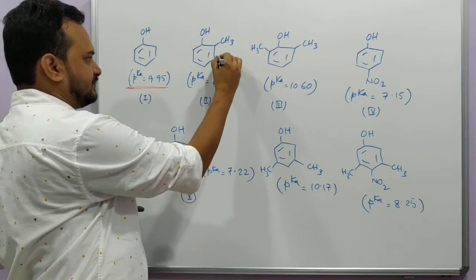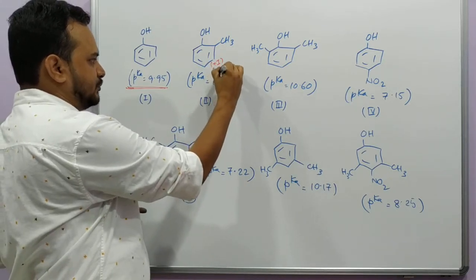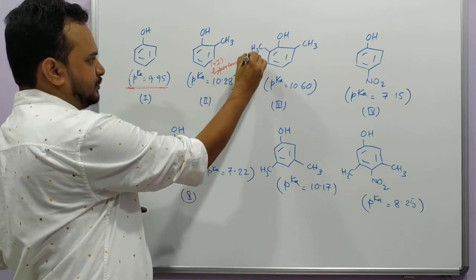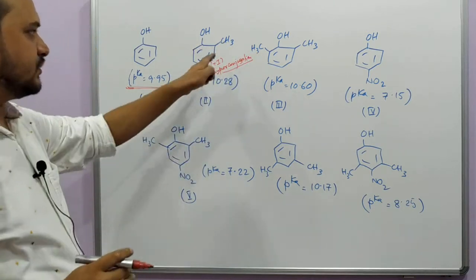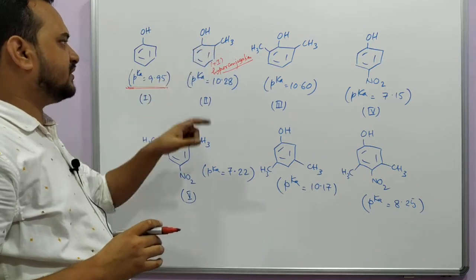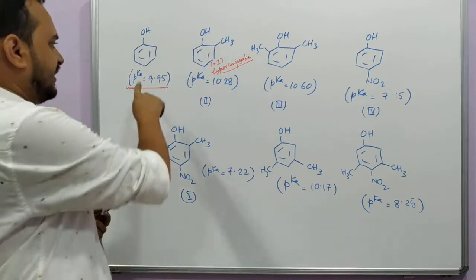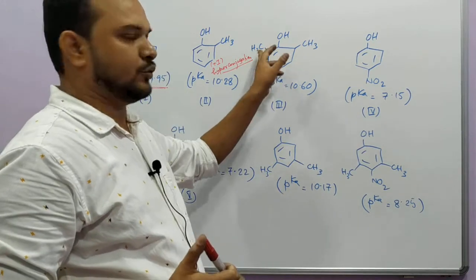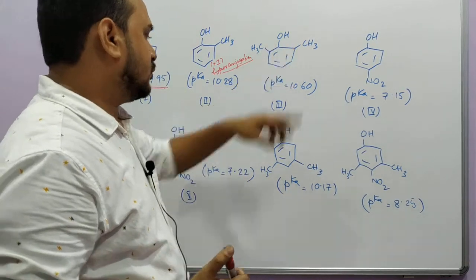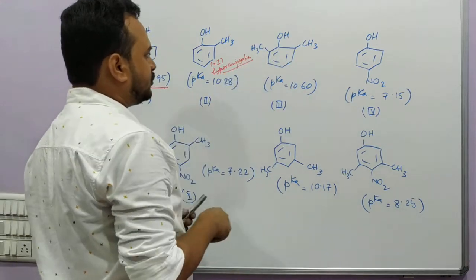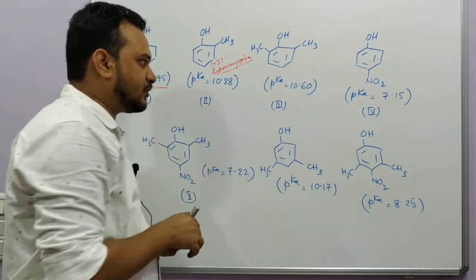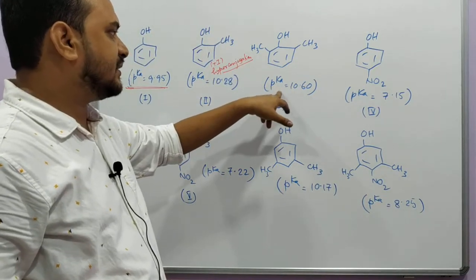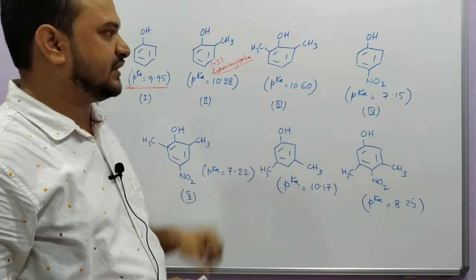effect as well as hyperconjugation. Both are electron donating effects, so because of this the acidic strength will decrease, that means pKa increases from 9.95 to 10.28. Now here we are putting two methyl groups, both at ortho position. So both these methyl groups will show plus I as well as hyperconjugation. So the acidic strength further decreases, and thus the pKa value further increases to 10.60.